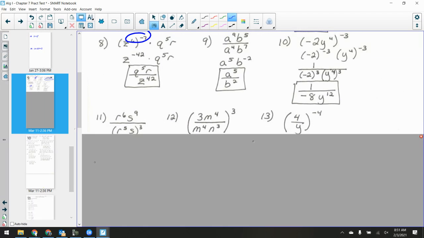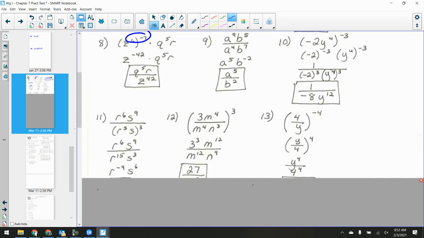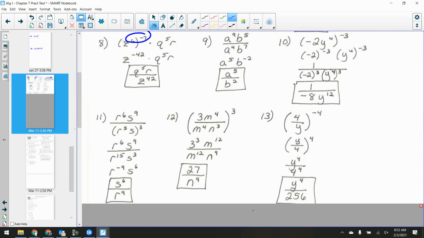Okay, let's take a look at 11, 12, and 13. Number 11. Will, what'd you get for 11? S to the 6th over R to the 9th? No, R to the 9th is not correct. It should have been S to the 6th. Oh, you said S to the 6th times R to the 9th? Yeah, that's right. S to the 6th times R to the 9th. That's correct.